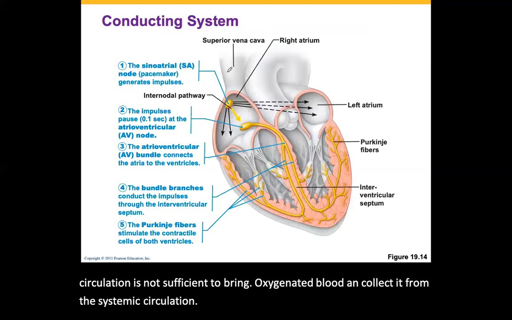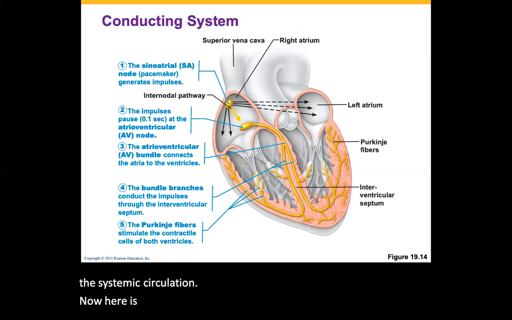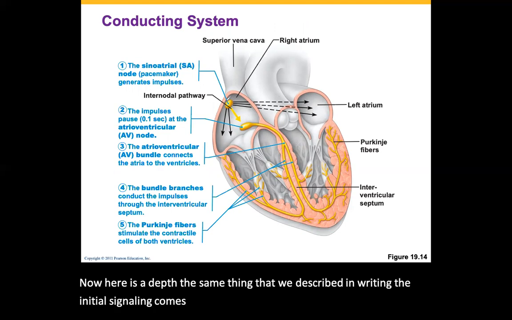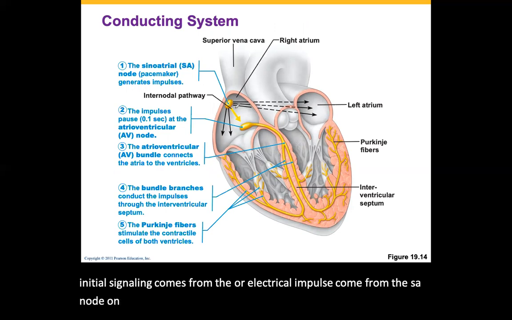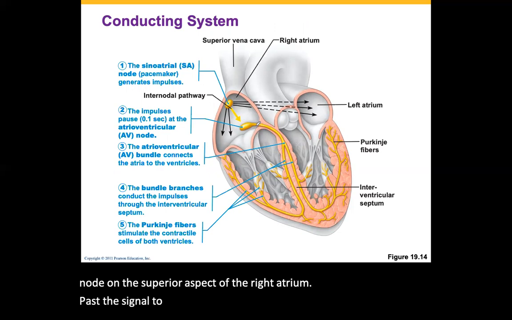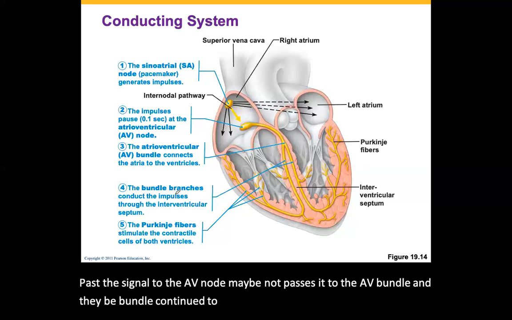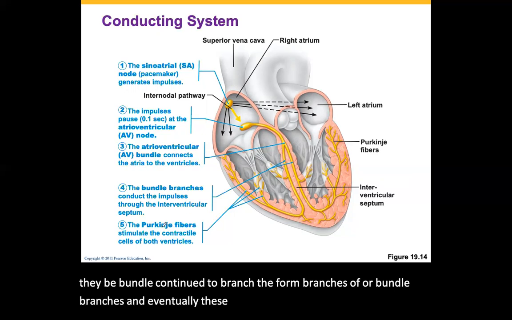Now, here is the same thing that we described in writing. The initial signaling, or electrical impulse, comes from the SA node on the superior aspect of the right atrium, and passes the signal to the AV node. The AV node passes it to the AV bundle, and the AV bundle continues to branch to form bundle branches, and eventually these really tiny branches, which are called the Purkinje fibers.